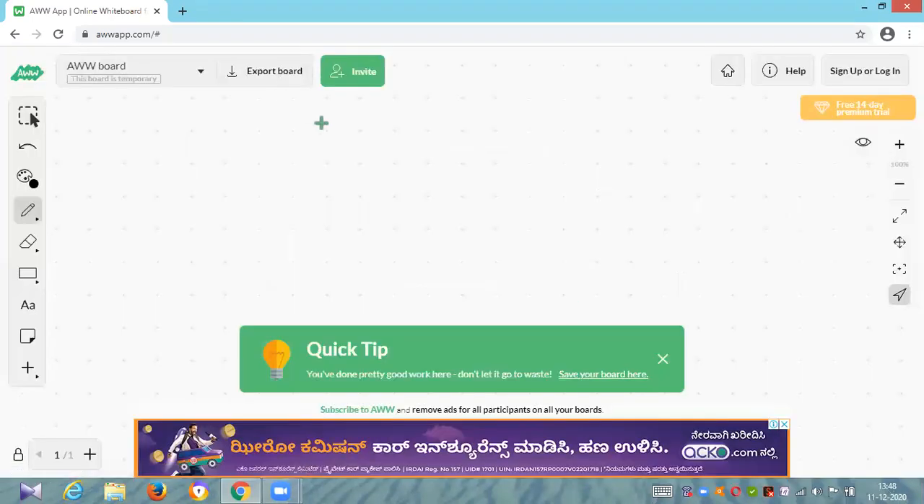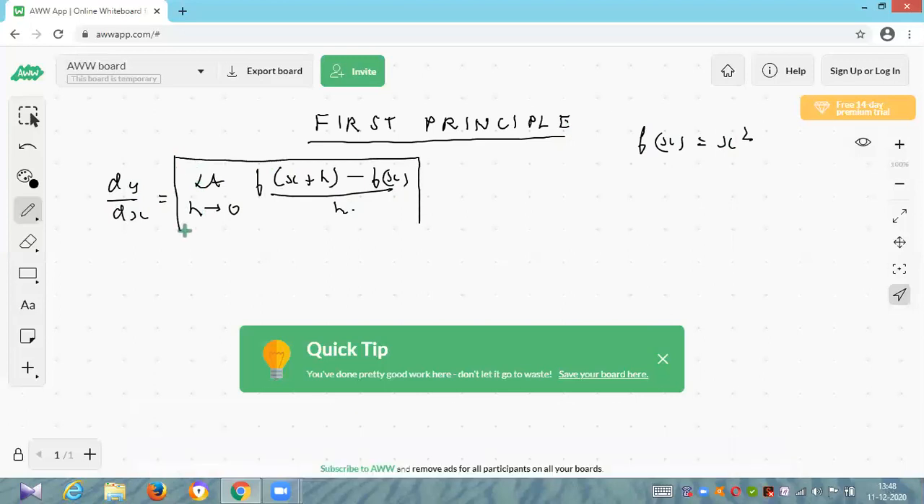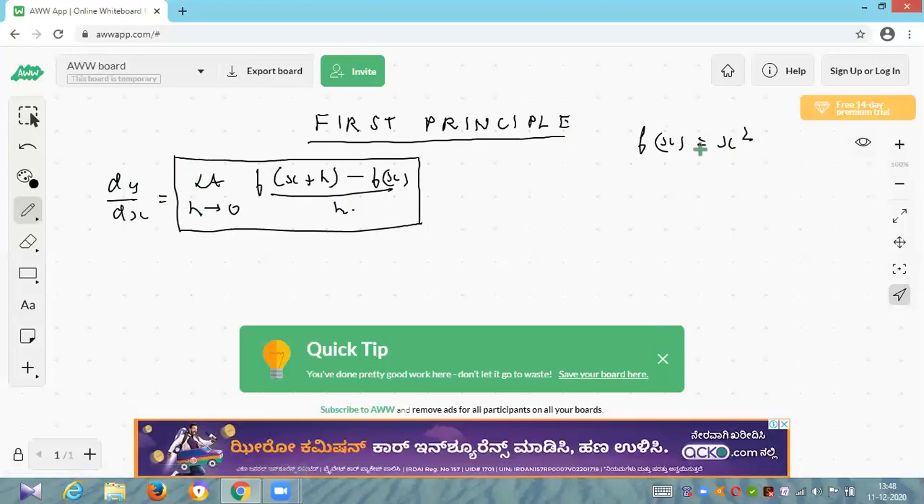So differentiation using the first principle. The formula for first principle differentiation is limit h tending to 0, f(x plus h) minus f(x), whole divided by h. Now suppose I have a function which is equal to x square and I want to find its derivative. So dy by dx equals this formula from the first principle. So let's find out the derivative of the given function.